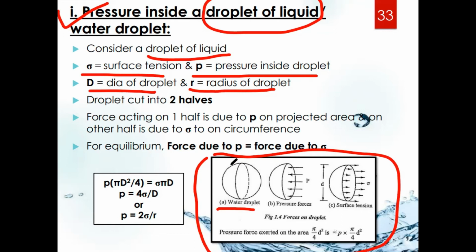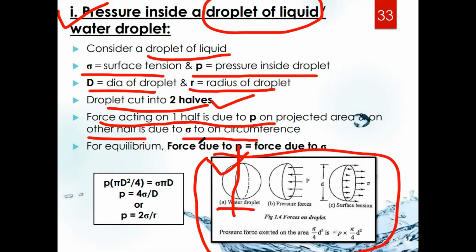Now, whatever water droplet we have considered, we'll cut that droplet and divide it into two equal parts. The force acting on one half is due to the pressure inside the droplet on the projected area, and on the other half it is due to surface tension on the circumference. Whatever you are seeing in figure B and figure C.